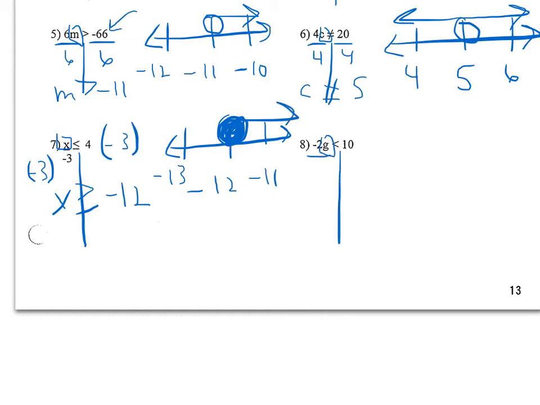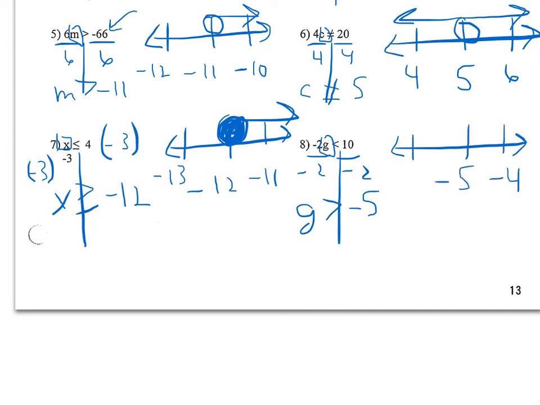Number 8, divide both sides by negative 2. When that's negative, we switch the symbol to the opposite. So G is greater than negative 5. Open circle, going to the right. So let me pause this and see if I can get up another screen, and explain to you why we switched that symbol.